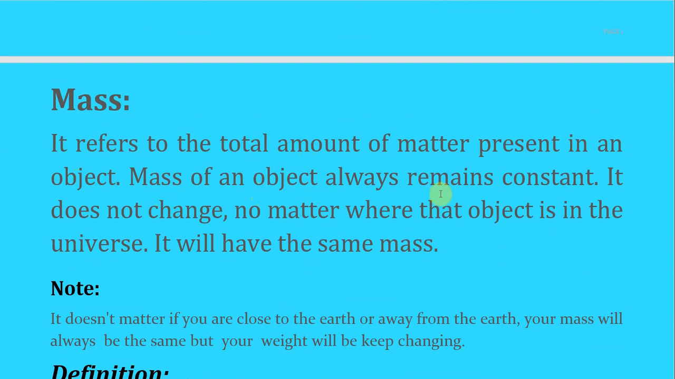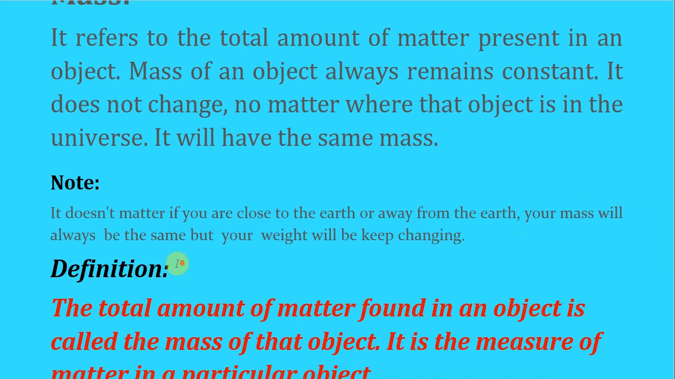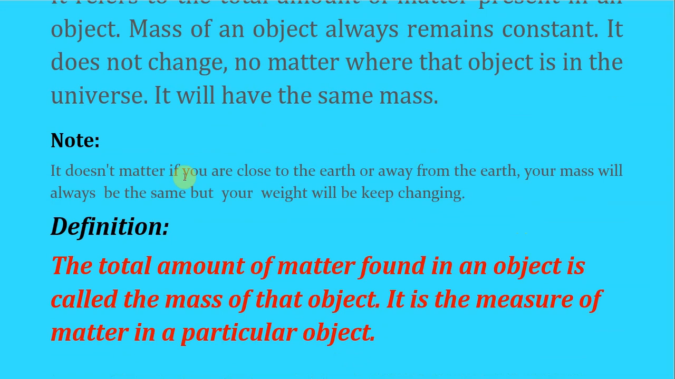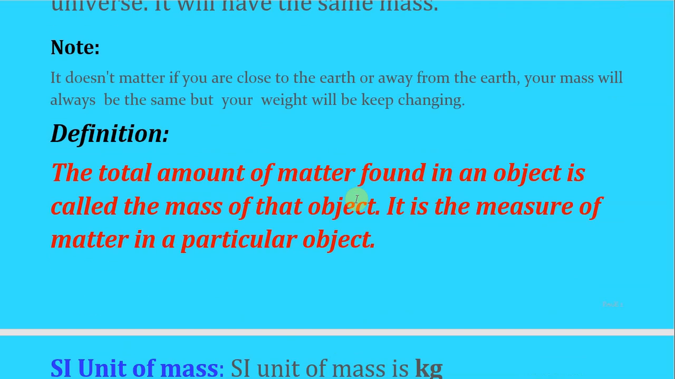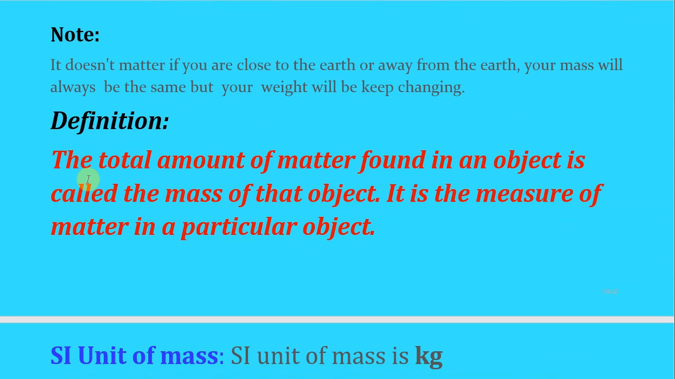Mass of an object always remains constant. It does not change no matter where that object is in the universe. It will have the same mass. So it does not matter if you are close to the earth or away from the earth, your mass will always be the same, but your weight will keep changing. Let's see the definition of mass. The total amount of matter found in an object is called the mass of that object. It is the measure of matter in a particular object.